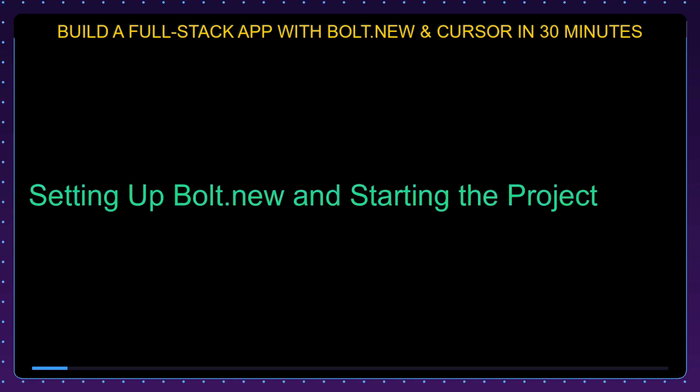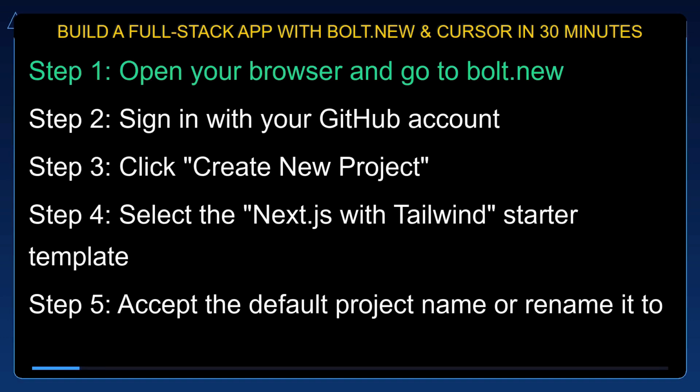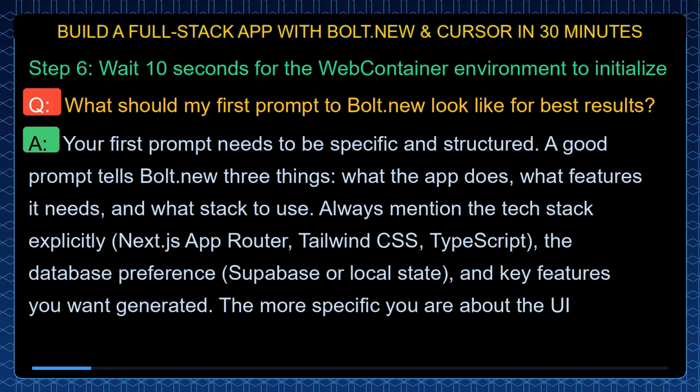Setting up Bolt.new and starting the project. Step 1. Open your browser and go to Bolt.new. Step 2. Sign in with your GitHub account. Step 3. Click Create New Project. Step 4. Select the Next.js with Tailwind Starter template. Step 5. Accept a default project name or rename it to DevTools Vault. Step 6. Wait 10 seconds for the web container environment to initialize.